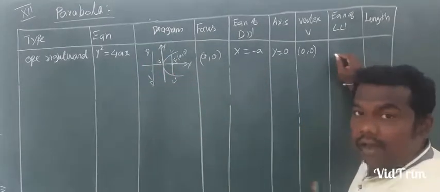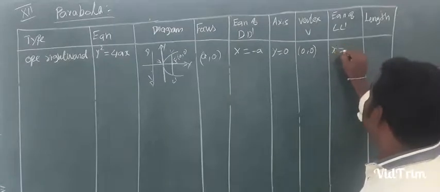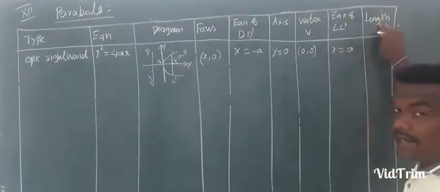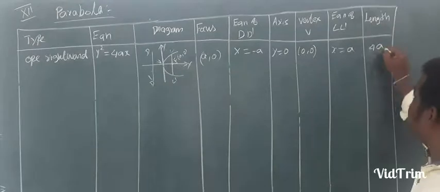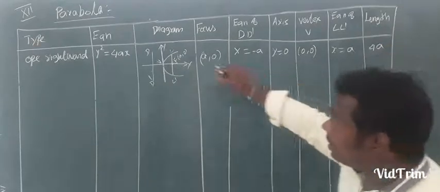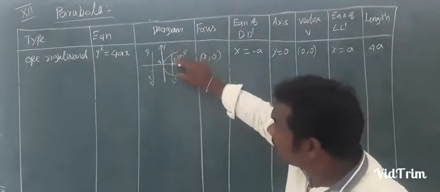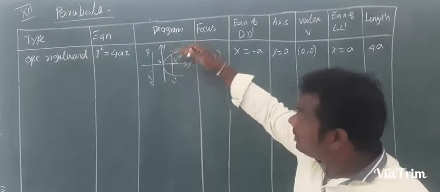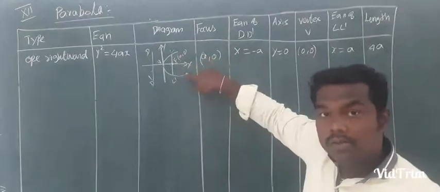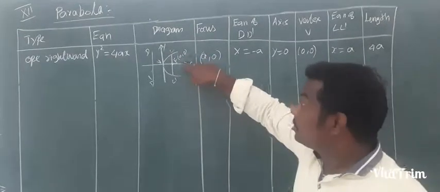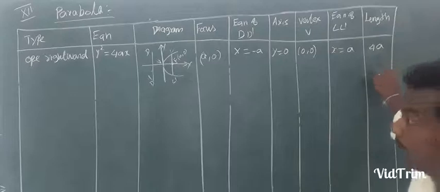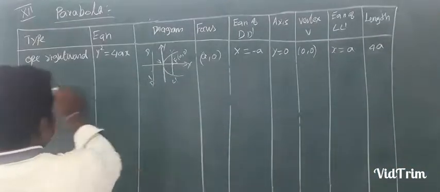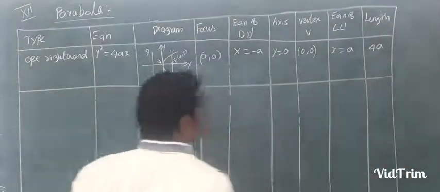It is directly opposite the directrix. That is x equals a, and the length is 4a. It is a fixed point. Here 2a and here 2a. From the axis upward the length is 2a, and downward also 2a. So 2 plus 2, that is 4a. That is the first type of the parabola.